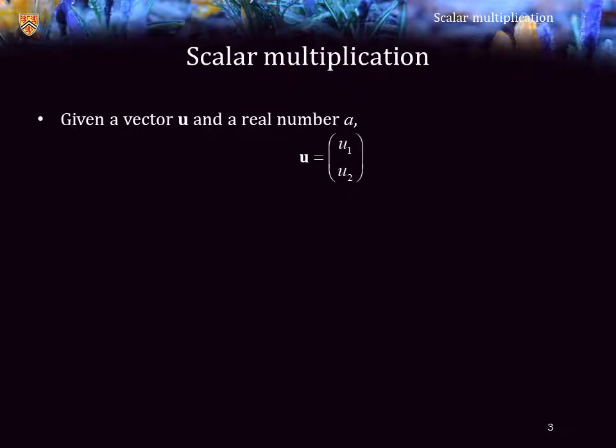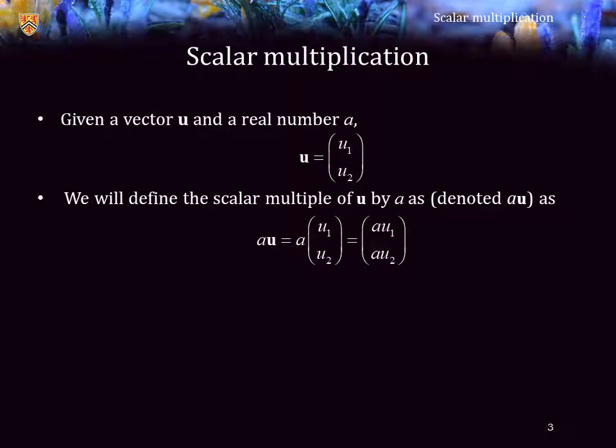Okay, given a vector u and a real number a, so here we see the two-dimensional vector u with entries u1 and u2, we will define the scalar multiple of u by a, and this is denoted by a times u, as a times the first entry of u and a times the second entry of u. That is, we are multiplying each entry of u by a.